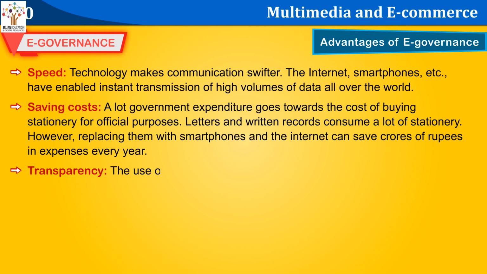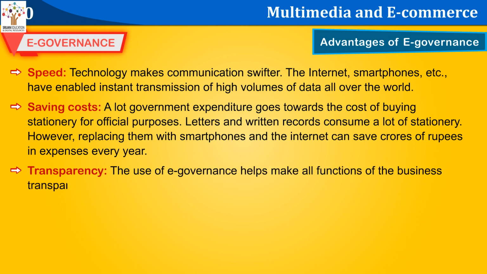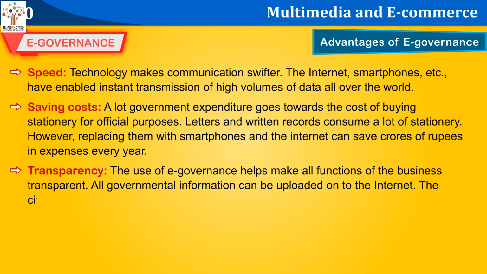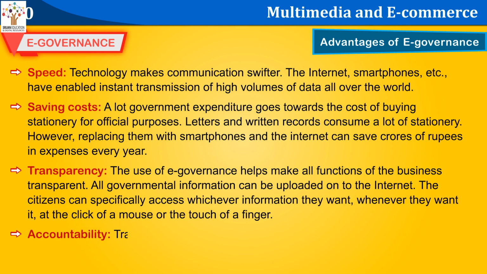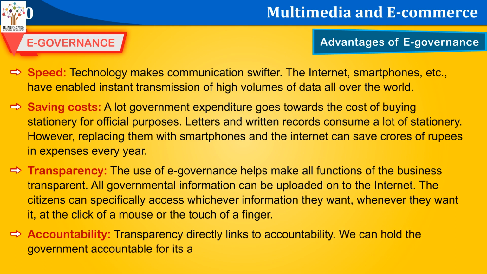Transparency. The use of e-governance helps make all functions of the business transparent. All governmental information can be uploaded onto the internet. The citizens can specifically access whichever information they want, whenever they want it, at the click of a mouse or the touch of a finger. Accountability. Transparency directly links to accountability. We can hold the government accountable for its actions.